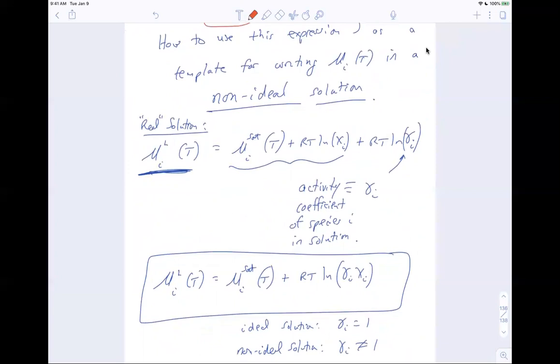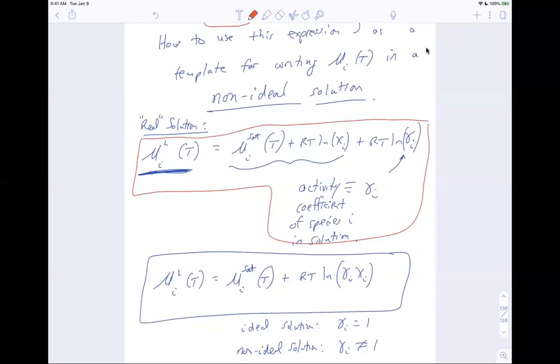In this expression, what we've done is just add a term that's RT log gamma sub I, and this gamma sub I is the activity coefficient of species I in this mixture, in this non-ideal solution. And so we see here that that is a term that adds in addition to the ideal solution part. The ideal solution part, as you remember from above, is just a reference state, in this case the saturation state, plus RT log X sub I.